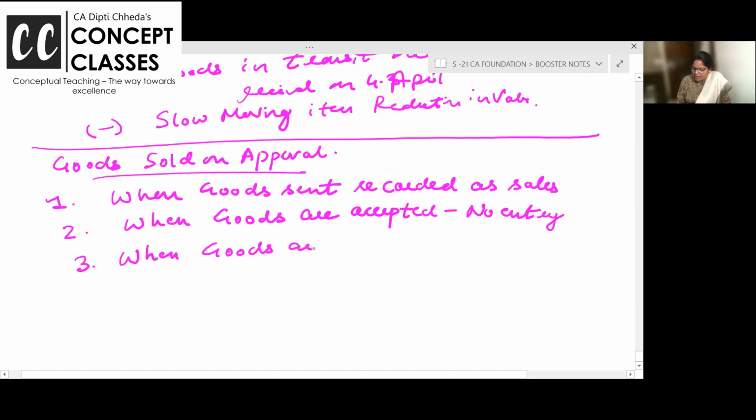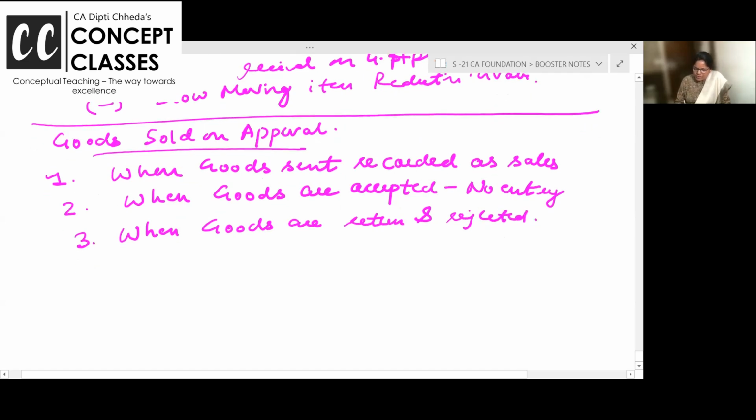When goods are returned and rejected, they are rejected and then returned. वैसे लिखना चाहिए. So first effect आप क्या देते हो? Minus from sales. See, I'm telling you, this is what students take from me. After attending the class, they write the booster notes with me. This will never be printed. I hope you are analyzing. First effect, minus from the sales.